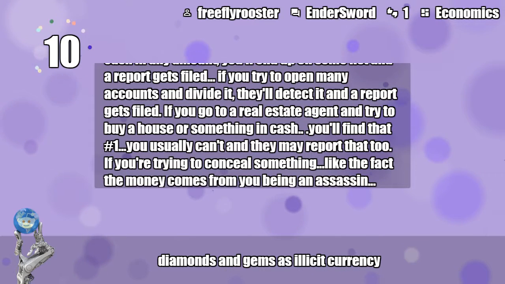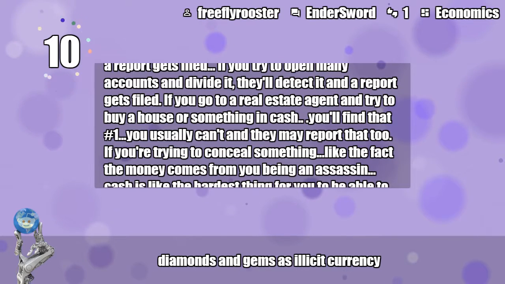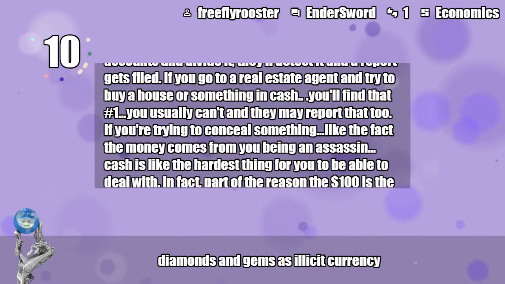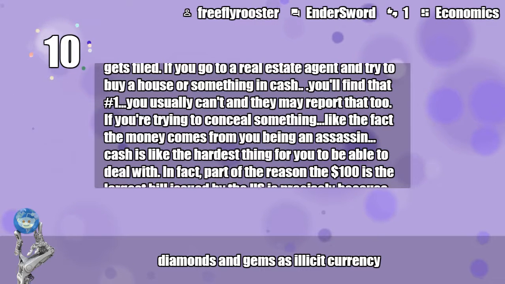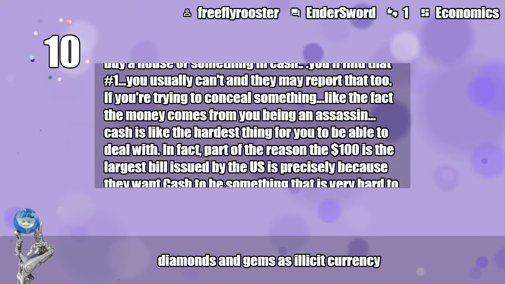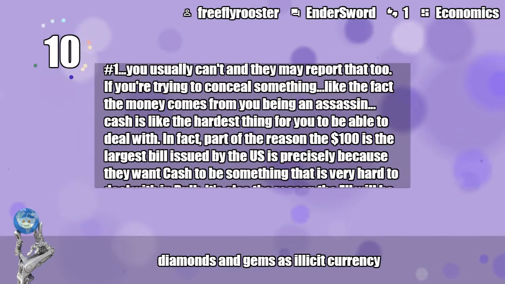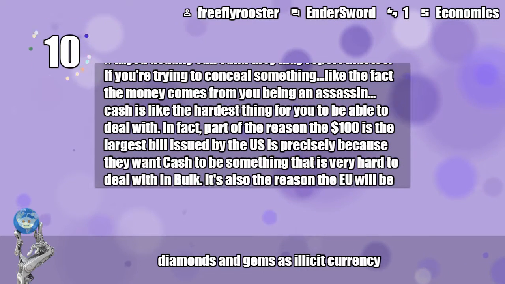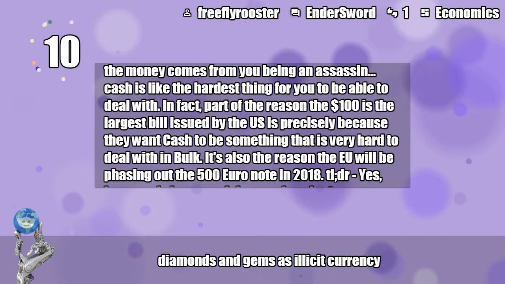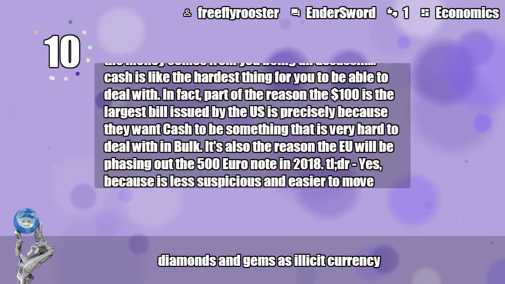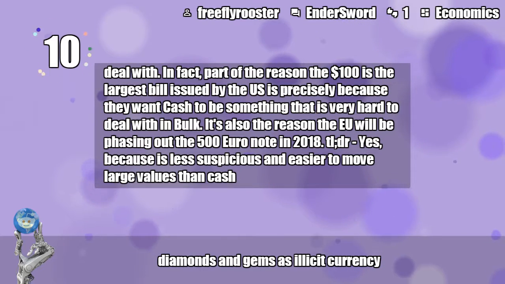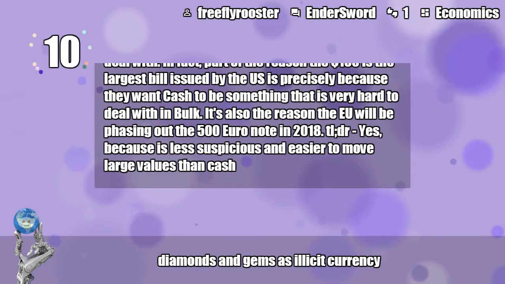If you're trying to conceal something, like the fact the money comes from you being an assassin, cash is like the hardest thing for you to be able to deal with. In fact, part of the reason the $100 is the largest bill issued by the US is precisely because they want cash to be something that is very hard to deal with in bulk. It's also the reason the EU will be phasing out the €500 note in 2018. TLDR, yes, because it's less suspicious and easier to move large values than cash."